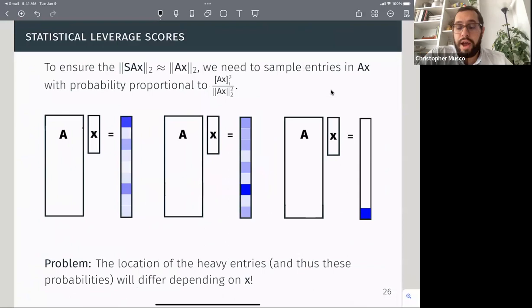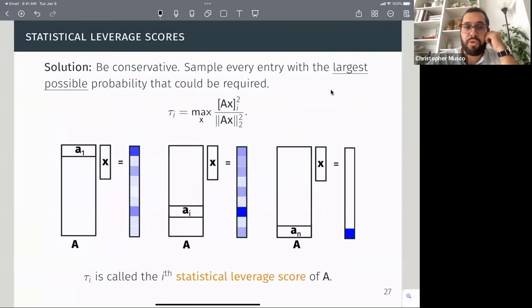Depending on how you choose X, the heavy entries in the vector AX could lie in different places, right? So like this choice of X, the heaviest entry is here. This one, it's here. This one, it's here. So how do I choose a sampling distribution if the heavy entries move around depending on the choice of X? The idea behind leverage score is just to be super conservative.